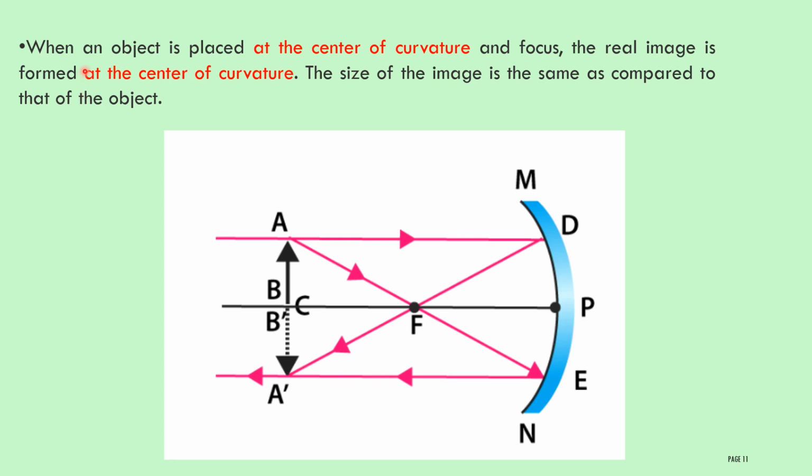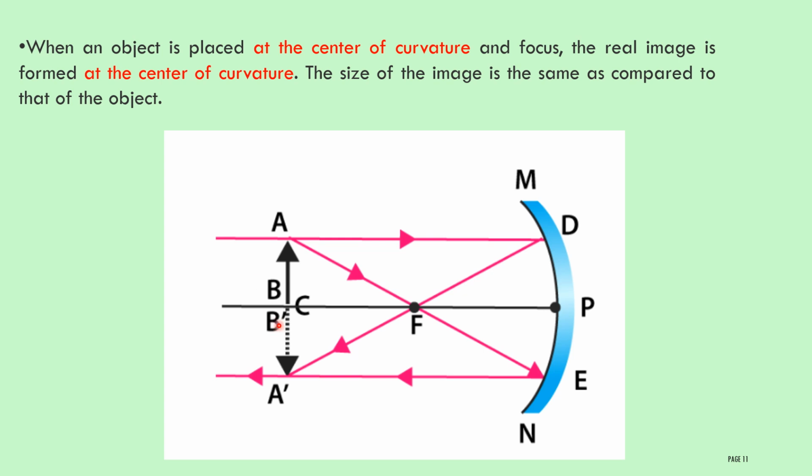Next one, when an object is placed at the center of curvature, the real image is formed at the center of curvature. The real image will form exactly at the center of curvature, and the size of the image is the same as the size of the object.